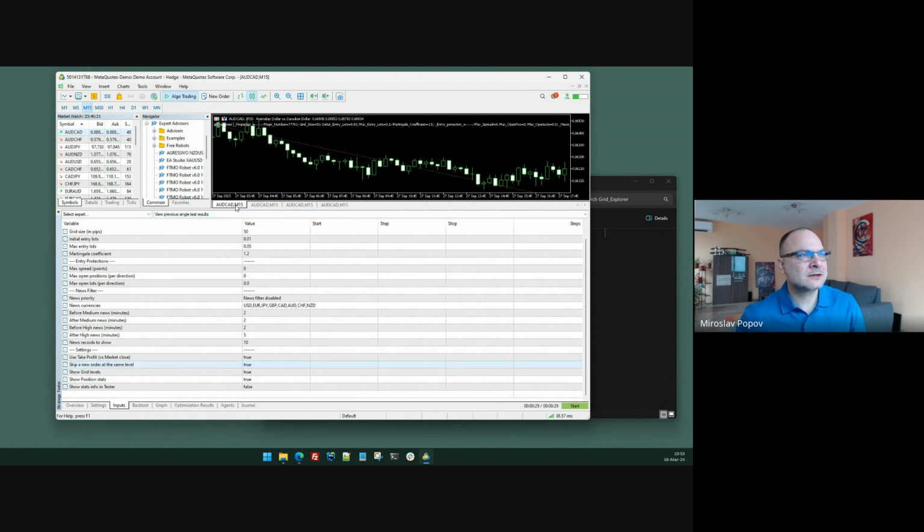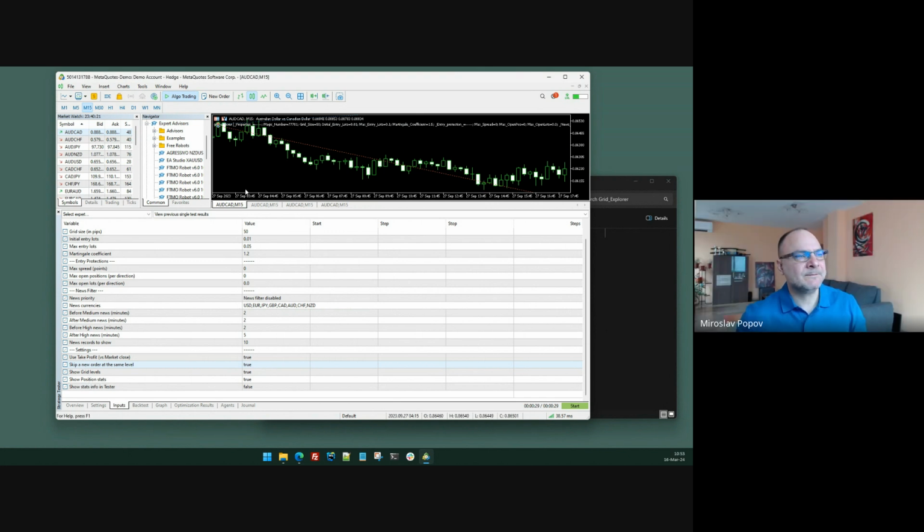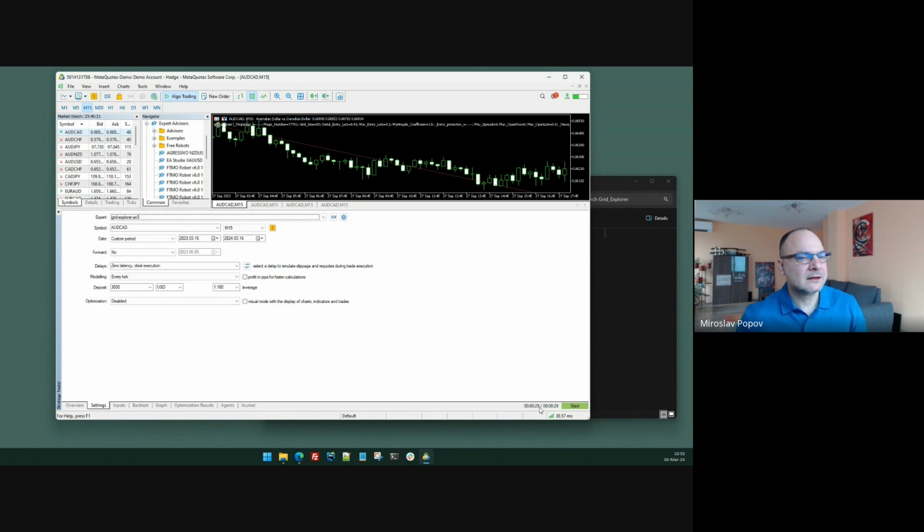What it is doing is, it only shows the text. We can leave it on by default. Show position stats is, let's enable this one, and I'll run the backtest again. Visual mode.